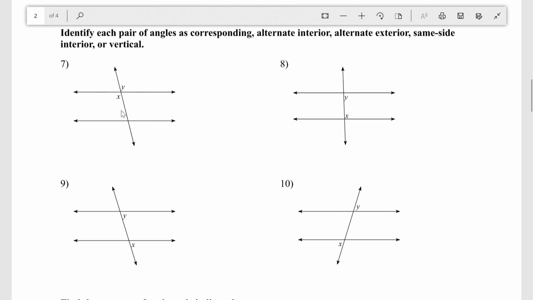Number 7, my X and Y here are in that one intersection, across from each other, bow tie, they are vertical. Number 8, they are inside of my parallel lines and on the same side of my transversal, so they must be same side interiors.